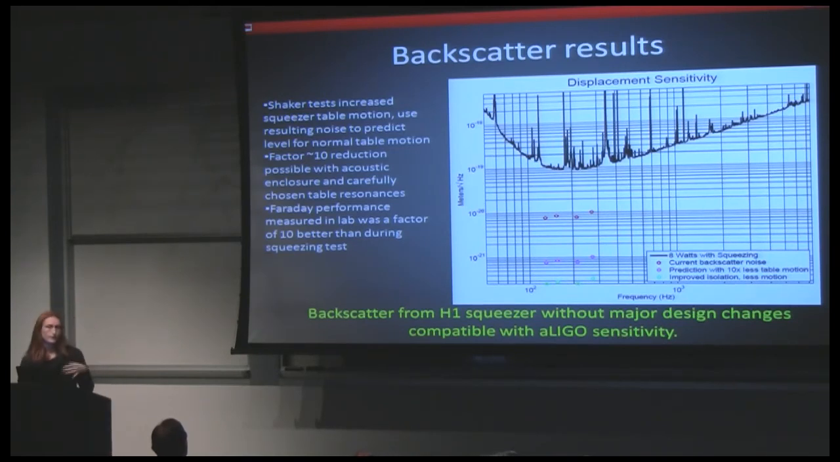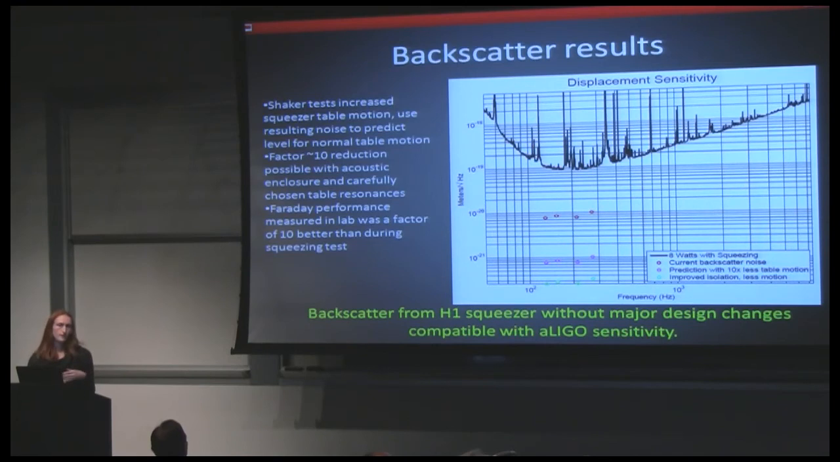So for Advanced LIGO, you're going to have higher power and better sensitivity, so you probably want another factor of 10 or so reduction in this noise. I think a good way to do that would be to reduce the table motion. If you compare the PSL tables, the pre-stabilized laser tables, to our squeezer table, they should have about a factor of 10 less motion because of the acoustic enclosure and because of the carefully designed table legs.